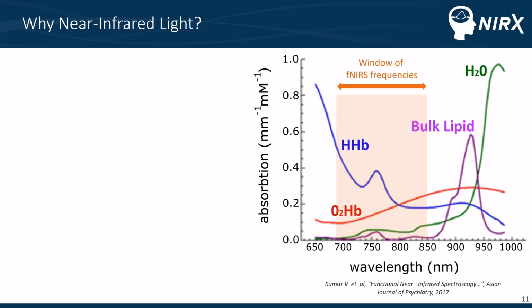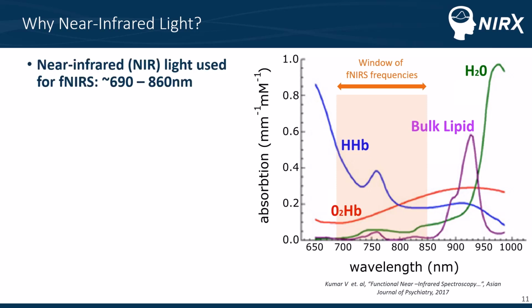Okay, and just to give some more information on why exactly that is, near-infrared light uses light between 690 and 860 nanometers specifically. So you've got this window here, and we see this on this curve of frequencies used in fNIRS imaging. The reason we use them is because here we've got plotted these curves of absorption coefficients of various substances. We've got deoxyhemoglobin in blue, oxyhemoglobin in red, and then we've got bulk lipids in purple and water in green. Bulk lipids and water is what mostly composes human tissue, and we see that it has a much lower absorption spectrum in this range compared to oxy and deoxyhemoglobin. So it's this phenomenon that lets us use near-infrared light to investigate changes in hemodynamic activation.